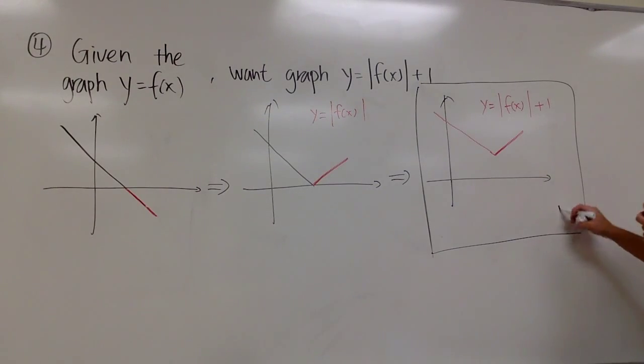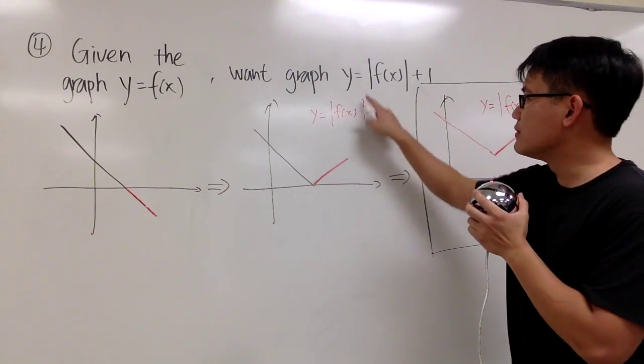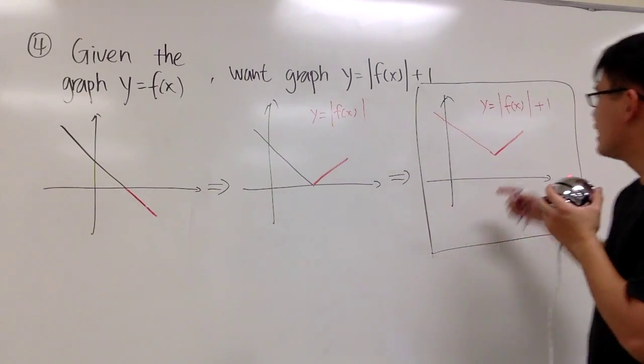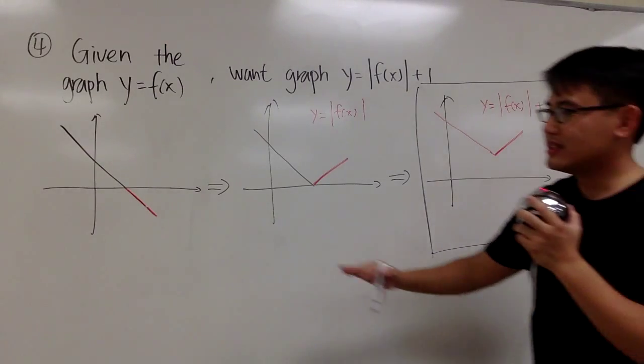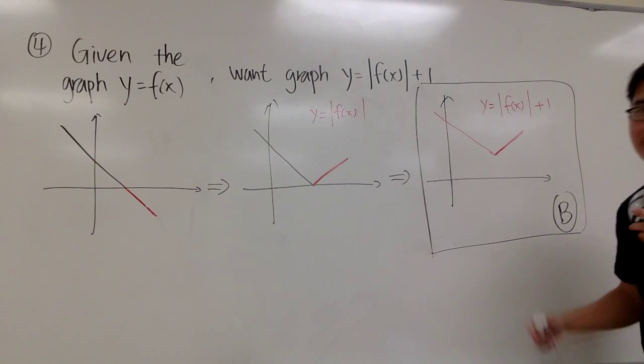That's answer choice B in the answer choices. And make sure that you do this in the sequential order. You take the absolute value of the graph first, and then you add 1 to it. So you flip first, and then you shift up 1 unit. This is it.